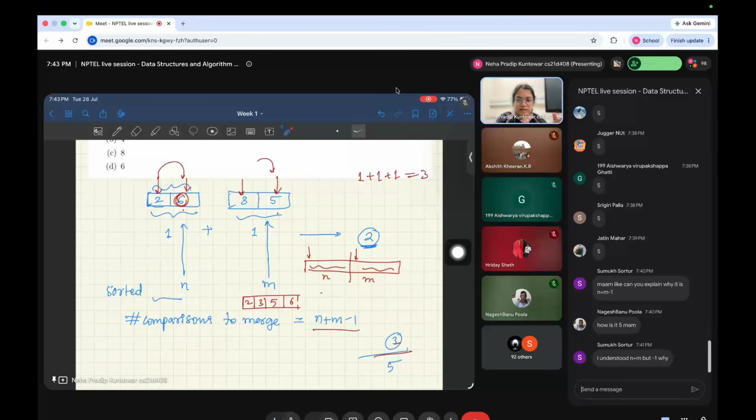So if there are n plus m elements, to get all the way to the end, every time you're making progress by 1, but not for the last element. For the last element you don't need to do any comparison, because the remaining element will fill up this space. So that's what this minus 1 is about, and that's the intuition.